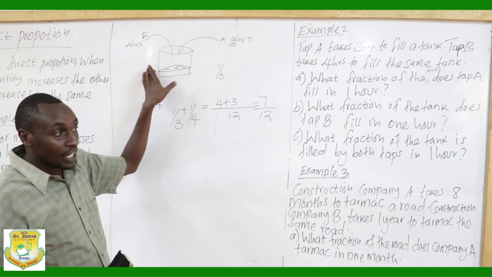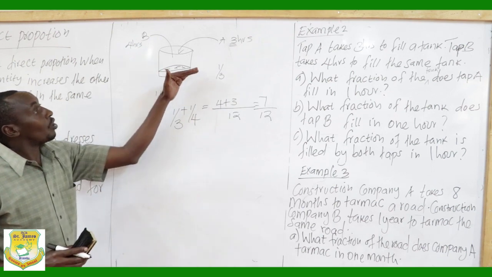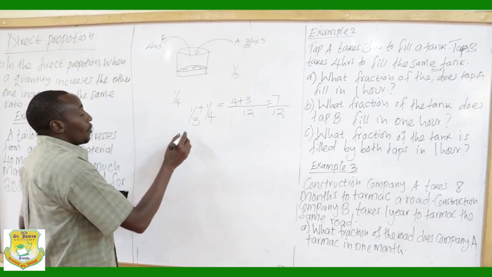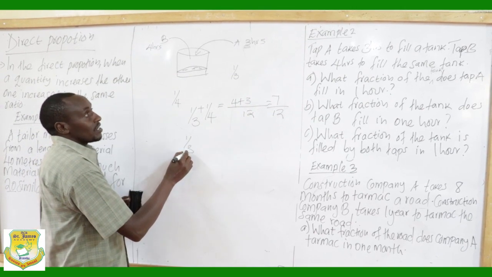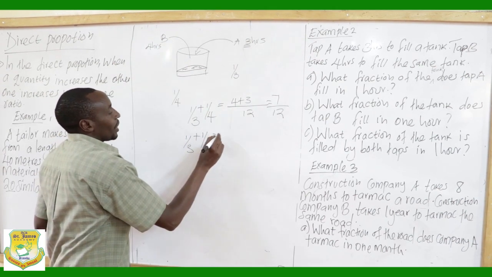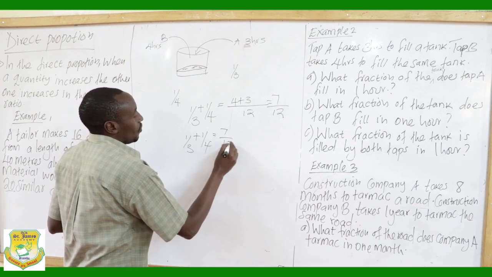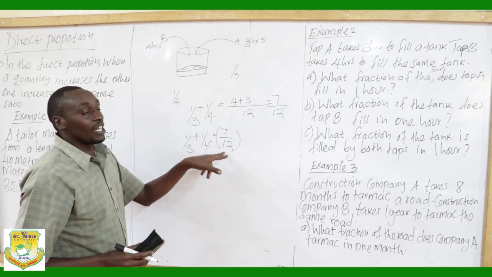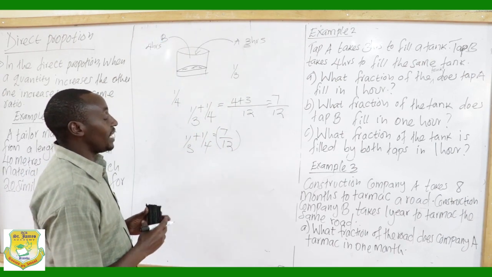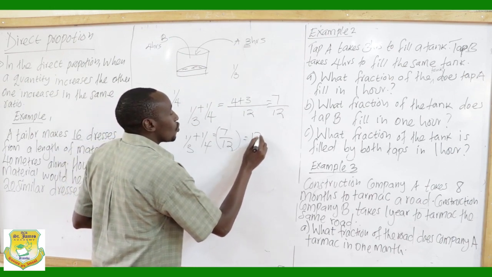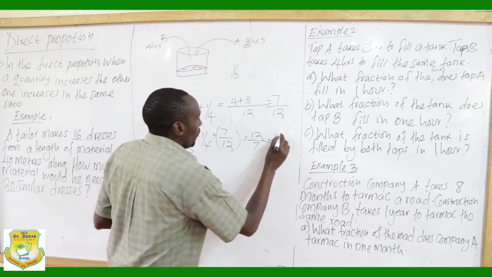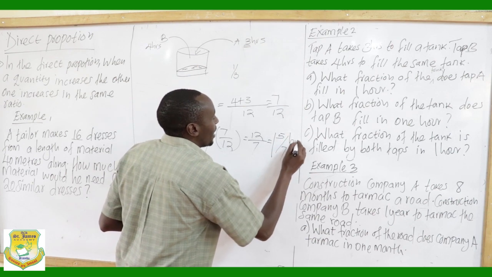If the question asks how long both taps will take to fill the tank, my working will be a third within 1 hour plus a quarter within 1 hour. I get 7 over 12. After getting this answer, we normally take the reciprocal of it, so that we get how long these two taps take to fill the tank. So my answer will be 12 over 7, which is 1 whole 5 over 7 hours.